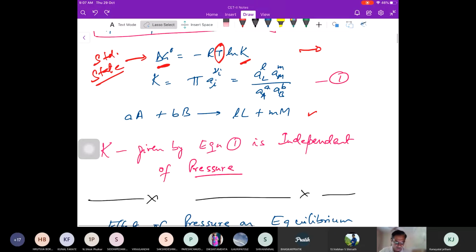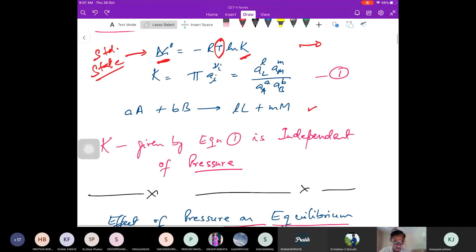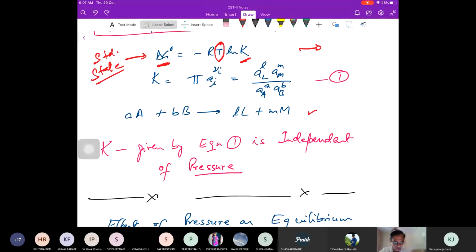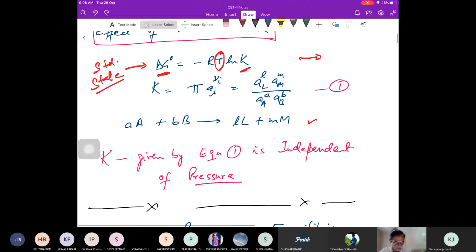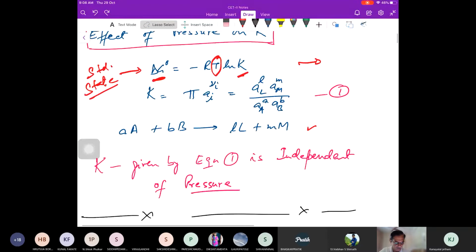But K is a function of temperature because this equation has temperature. So if temperature changes, K will change, right? And K is defined as given by equation 1 in terms of activity of each component, product upon reactant. Any questions on equation 1 and the effect of pressure on K before we proceed further?